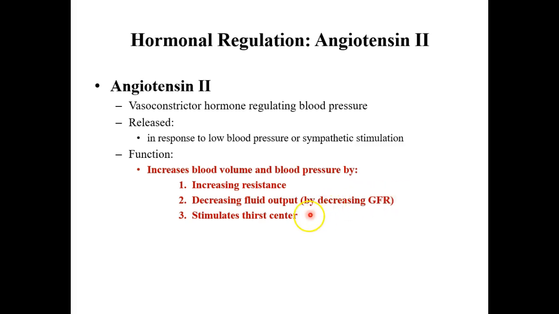Another thing that angiotensin 2 does is it helps stimulate your thirst center, so it makes you want to be thirsty. When you're thirsty, you're going to want to drink more water. The more water you drink, you add it to your digestive system, and therefore you're going to add that towards your blood volume and ultimately increase your blood pressure. So keep in mind, angiotensin 2 is there to increase your blood volume and blood pressure.